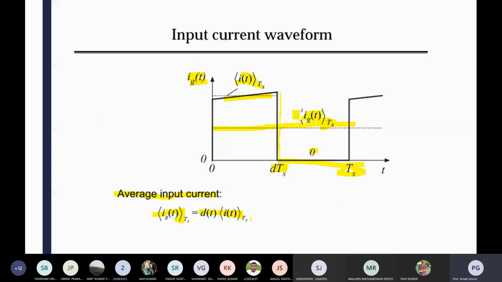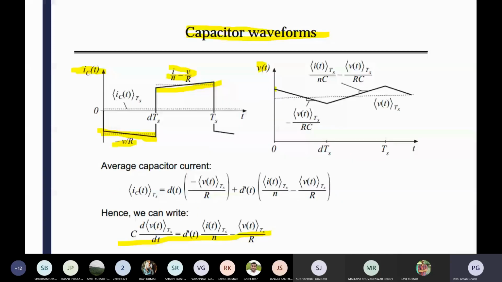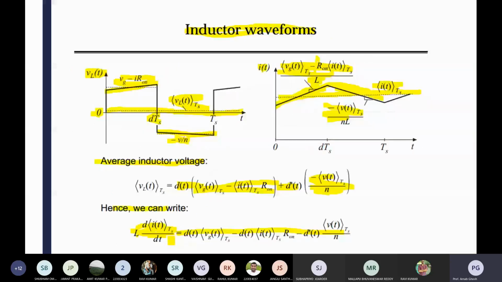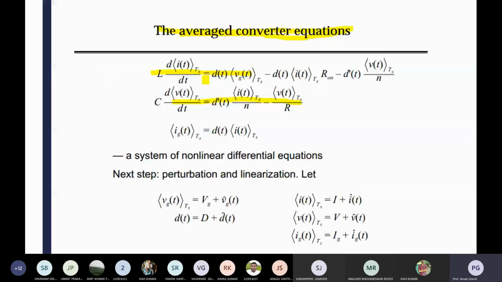Okay, capacitor current expression. Here you will get the inductor voltage expression, L dIL/dt averaged over your time period Ts, which you have replaced with the inductor voltage expression in terms of the state variable, inductor current. Okay, then Ig you are getting. Now the system is a non-linear differential equation. You know there are multiplications of different non-linear terms, so that's why you can say it's a non-linear differential equation.